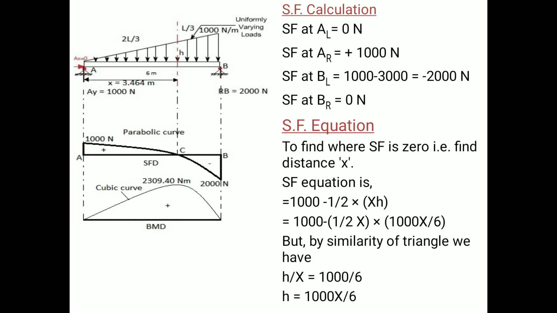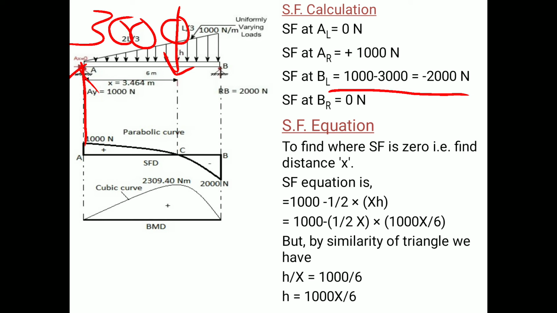Now the second step of SFD and BMD is shear force calculation. The shear force at left of A is equal to 0 because it's an end. The shear force at right of A is 1000 because at A we have the reaction value 1000 and it will act in upward direction. Therefore we have positive sign here. The shear force left of B is 1000 minus 3000 because this is 1000 and here, after converting UVL into point load, we have a value 3000 Newton.